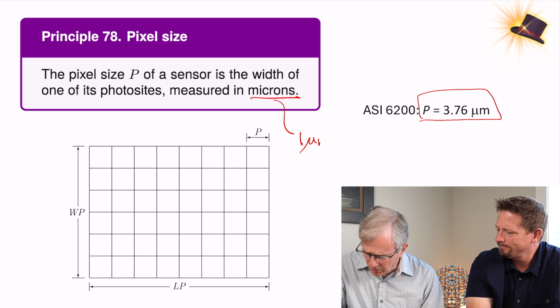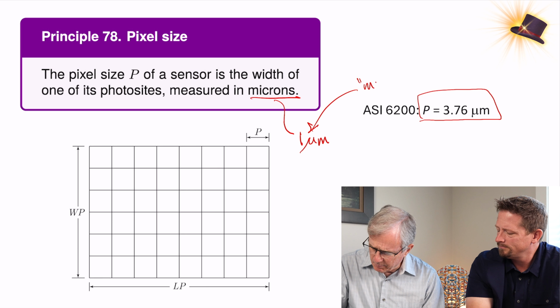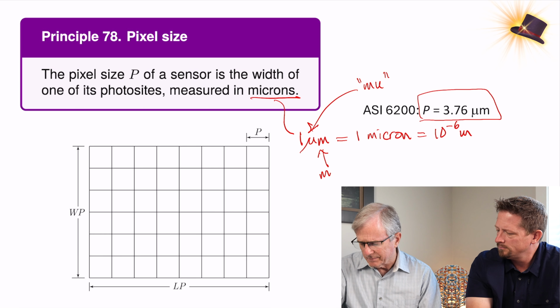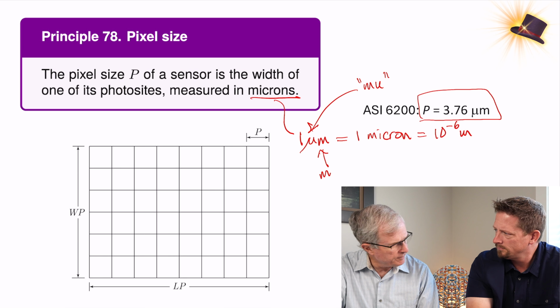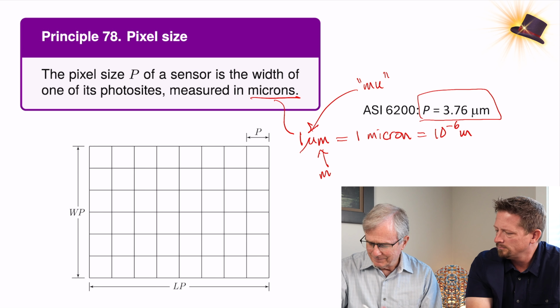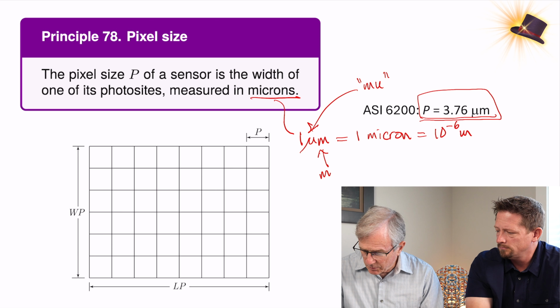1 micron is denoted by the Greek letter mu and a good old-fashioned m. It's 10 to the minus 6 meters, so that's 1/1,000,000th of a meter, or 1/1000th of a millimeter. So these are really small.